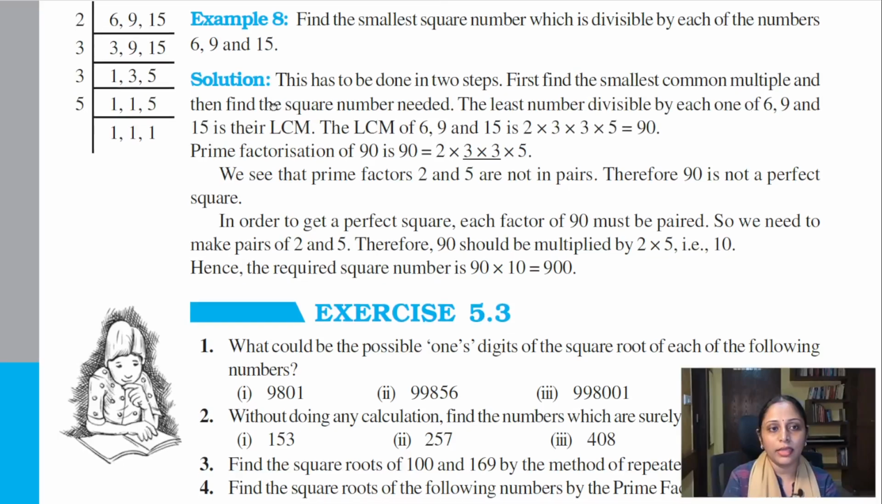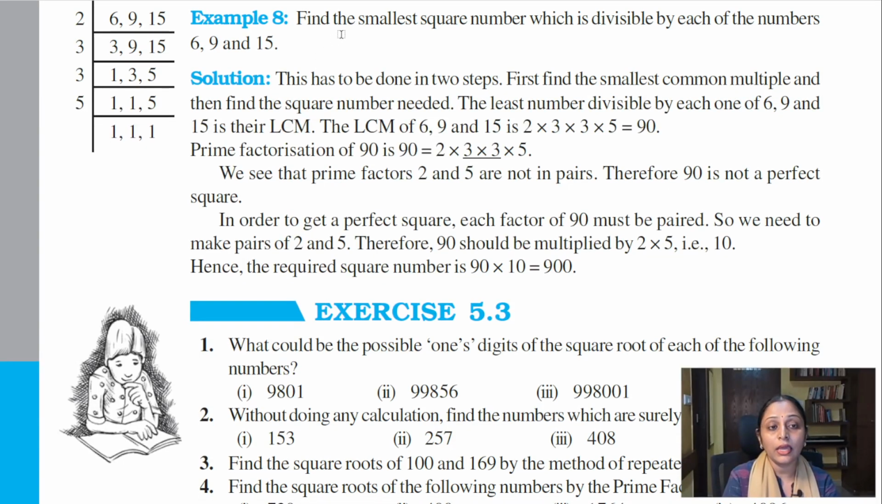And next, in the 8th example, they're saying, find the smallest square number, or perfect square, they mean the same thing, which is divisible by each of the given numbers 6, 9, 15. Now, if a number has to be divisible by all the numbers that they have given, that means the number is a multiple of the numbers given, in this case 6, 9 and 15. That means it is a common multiple, and they're saying it is smallest, therefore it has to be the least common multiple. So they're finding the LCM here.